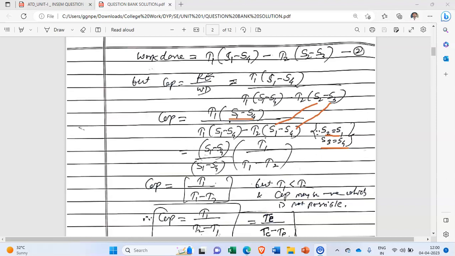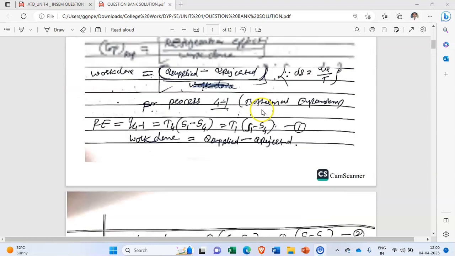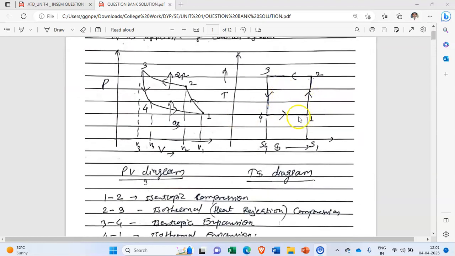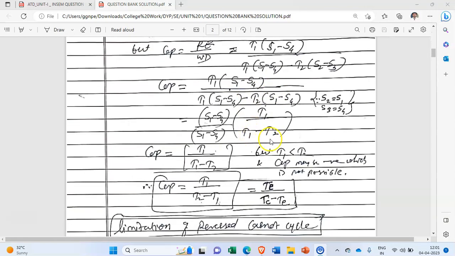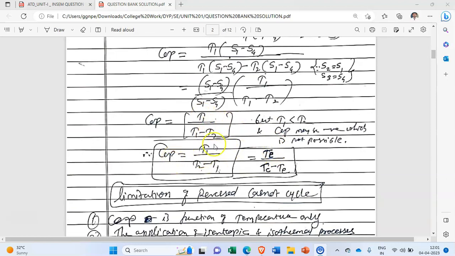Now S1 minus S4, if you see, is common in each and every term, so we can take it common and it gets cancelled. So what is remaining here? T1 upon T1 minus T2. But here, what is this T1? T1 is nothing but your evaporation temperature. If you see carefully in the diagram, this T1 is your evaporation temperature, which is less than the condenser temperature, that is T2. Therefore, we can reverse this, that is, T1 minus T2 can be replaced by T2 minus T1, and this is the value of the coefficient of performance for the refrigerator.